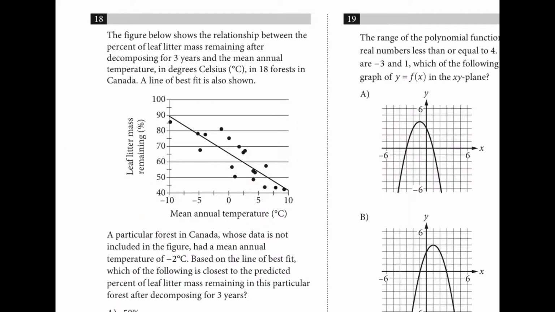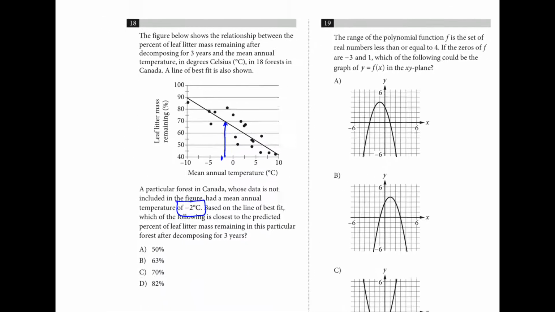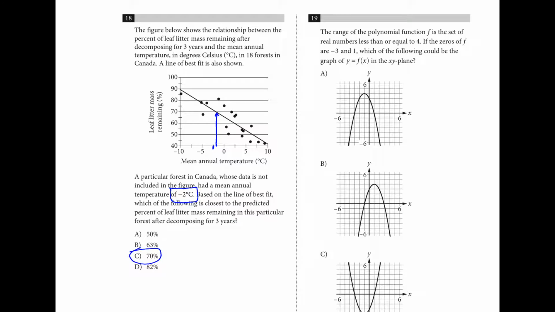For 18, we're looking at a particular forest that has a mean annual temperature of -2 degrees Celsius. So if we're looking at, here's -2.5, -2 might be somewhere around here, and bring that up. And what is it closest to? 70%, because if you follow that over to the left.